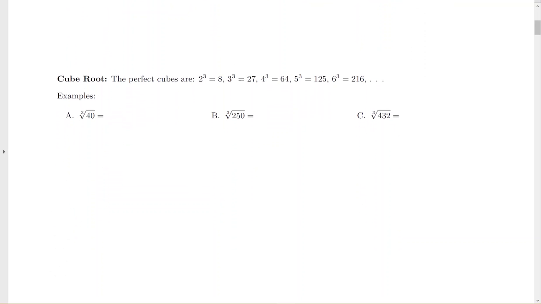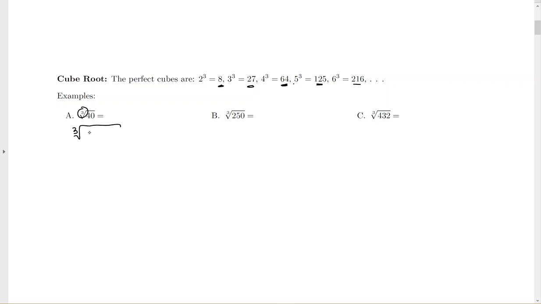The idea is similar for cube roots. If you see that it's a cube root, you're looking for the biggest perfect cube that will divide into the number under the radical. So to generate your perfect cube list, you're taking 2 to the third, 3 to the third, 4 to the third, and so on. So the biggest cube on this list, and we look back at these numbers here, that will divide evenly into the number 40 is 8.